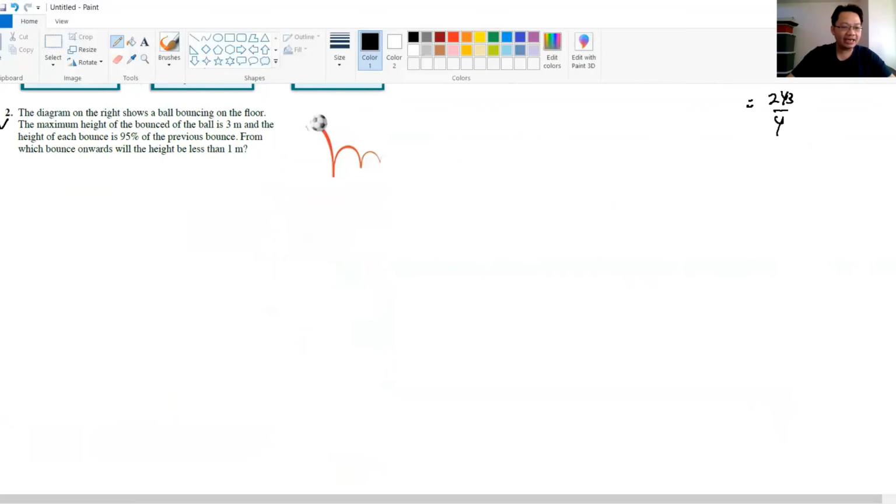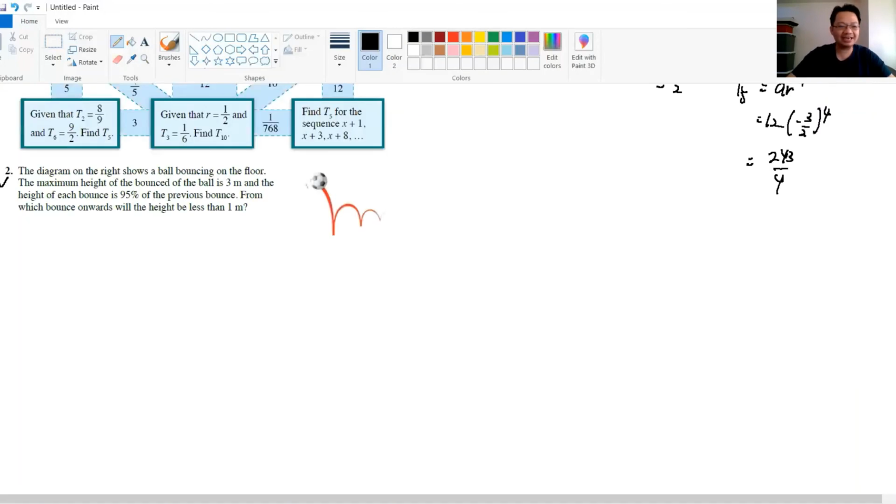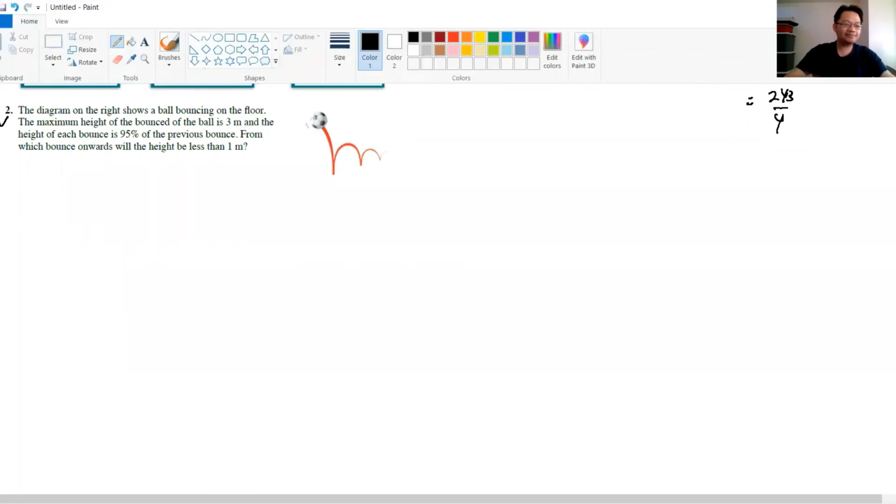And now the last question. Yes, the last question. Everyone has been waiting for the last question. So the diagram on the right shows a ball bouncing on the floor. The ball bounces on the floor. So the maximum height of the bounce of the ball is 3 meters. This is 3 meters. The height of the bounce of the ball, 3 meters.